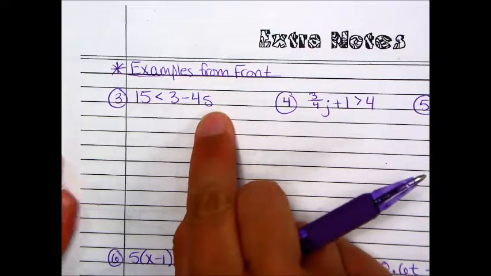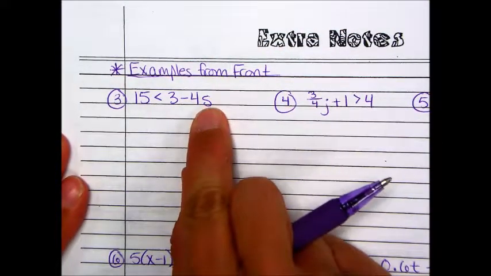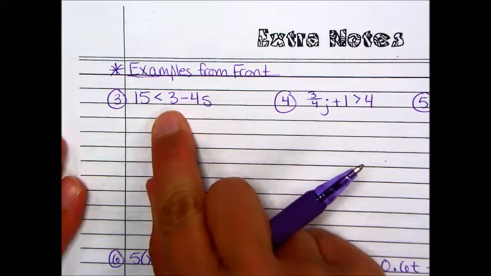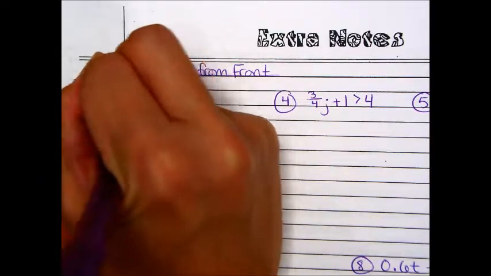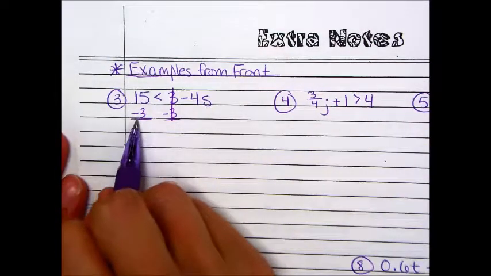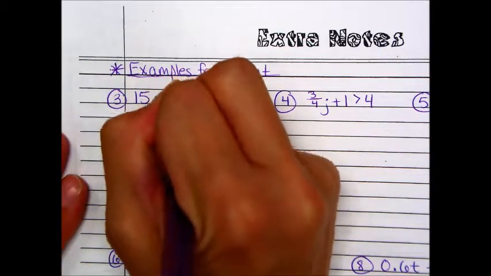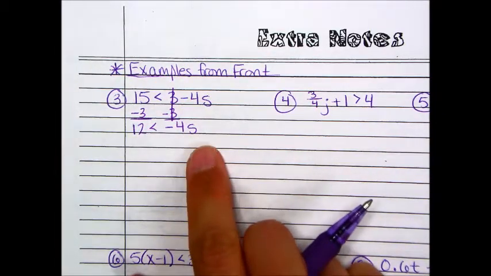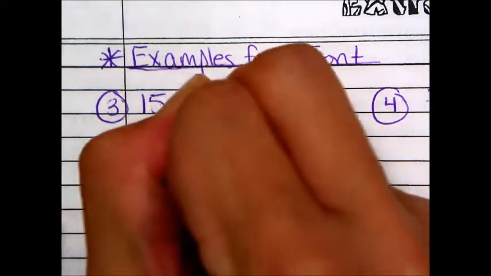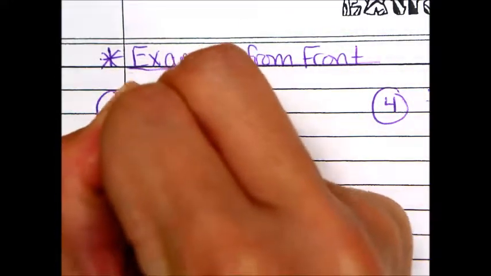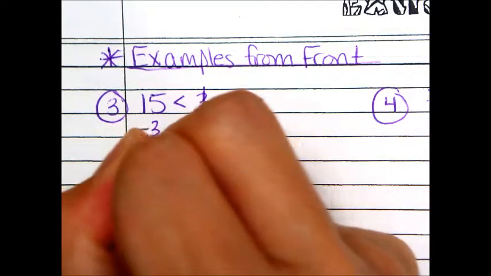We're going to solve for s in this one. Okay, so when you guys look for s, we would want to get rid of the 3 first. So I'm going to subtract 3 on both sides of the equation. 15 minus 3 would leave me 12 is less than negative 4s. Now to finish it out, I would need to divide by negative 4 on both sides of the inequality. So 12 divided by negative 4 would leave me negative 3.